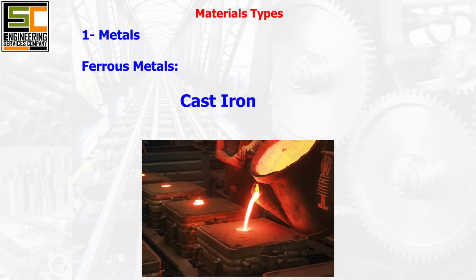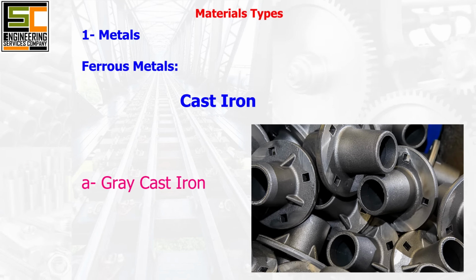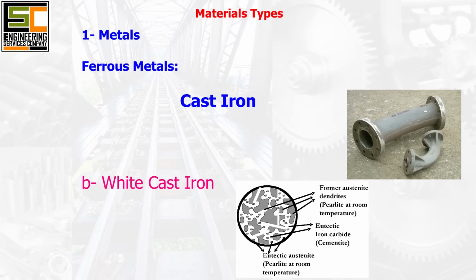Cast iron. Cast iron is an iron-carbon alloy containing more than 2.1% carbon by weight, along with silicon and other alloying elements. It has a lower melting point than steel, making it easier to cast into complex shapes. Cast iron can be further classified into various types based on its microstructure and properties. Gray cast iron contains graphite flakes, providing good machinability and damping capacity. White cast iron contains cementite, iron carbide, offering high hardness and wear resistance.